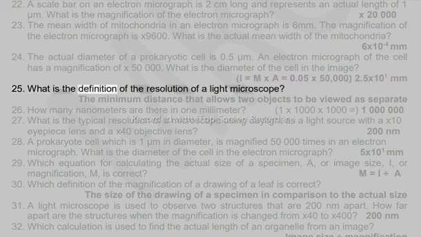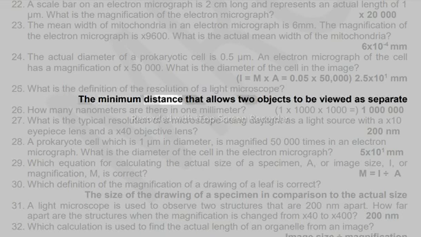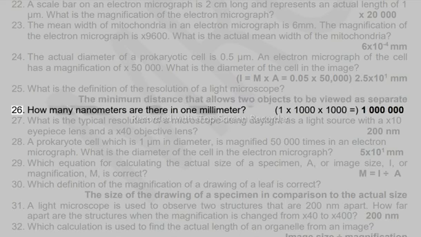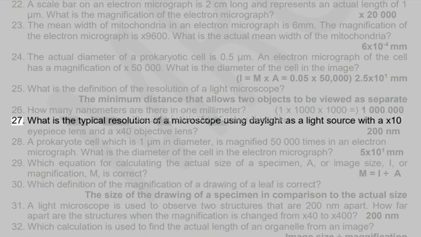25. What is the definition of the resolution of a light microscope? The minimum distance that allows two objects to be viewed as separate. 26. How many nanometers are there in 1 millimeter? 1 x 1000 x 1000 is equal to 1,000,000.